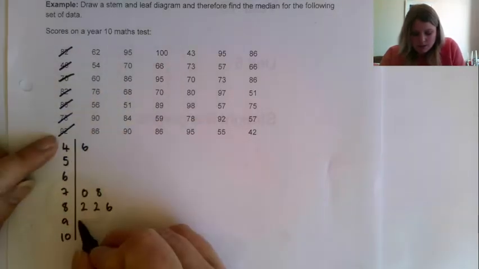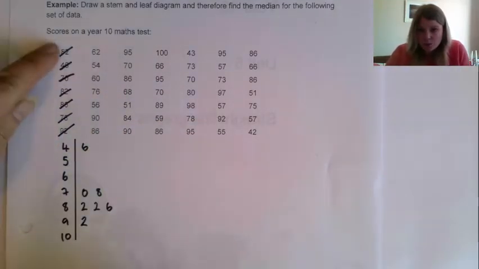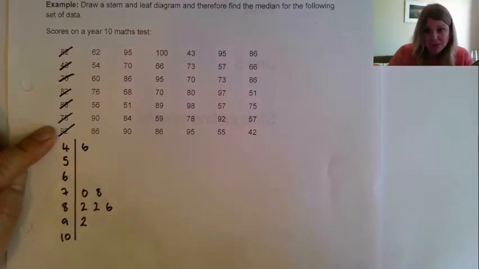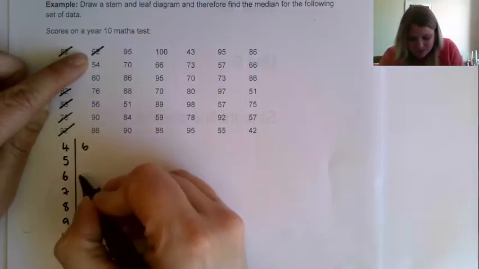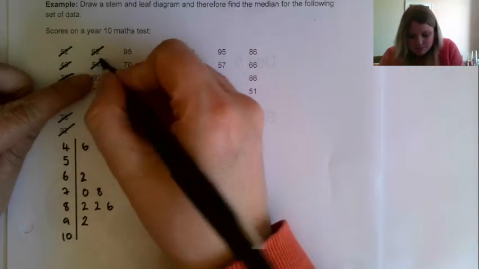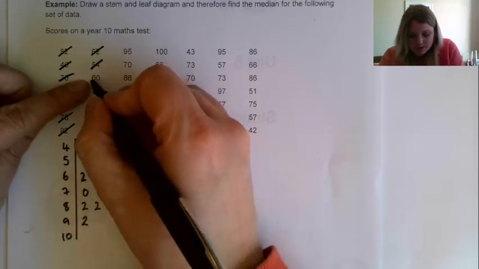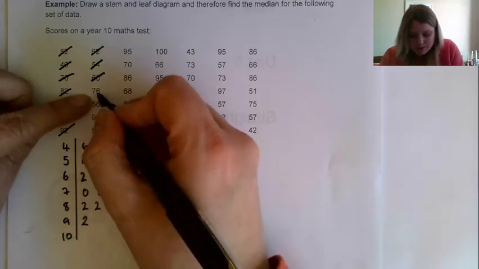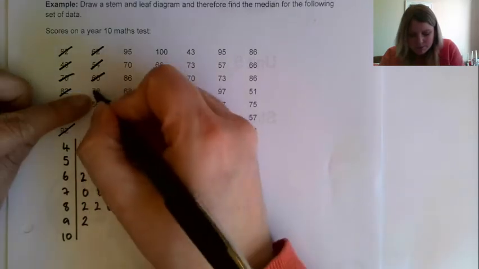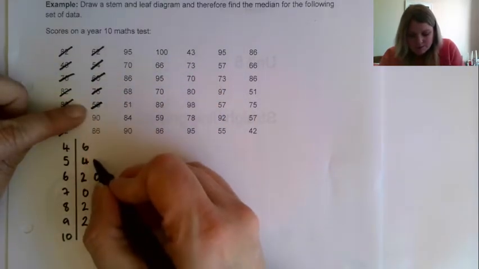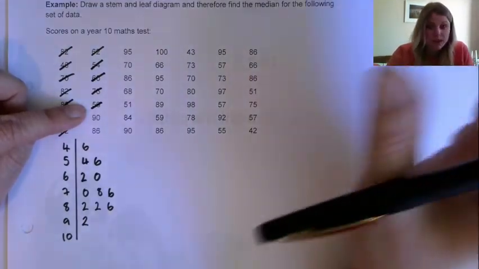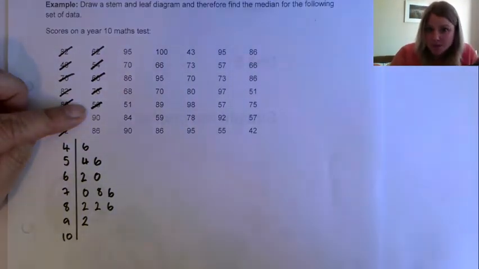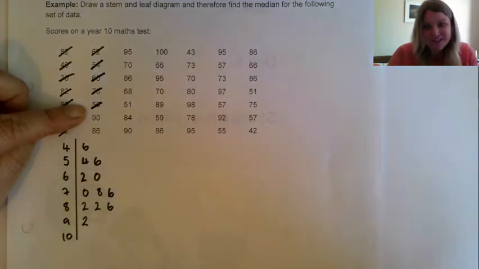92. Hopefully you have noticed that I'm scoring these out as I'm going. If I don't, I will make mistakes, and hopefully I haven't made any. Let me know if I have. So 62, 54, 60, 76, 56. Okay, hopefully you can see what I'm doing there. So pause the video, do the rest yourself, and then unpause.